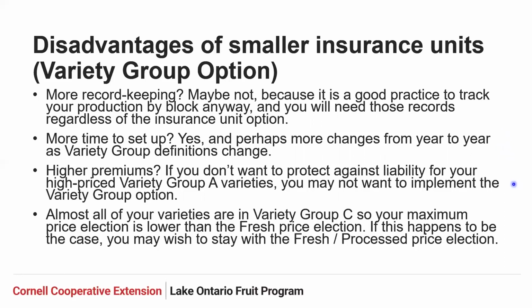Will you pay higher premiums? Well, if you have a lot of variety group A and you don't want to protect against the liability for the full value of those high-priced varieties, you may not want to implement the variety group option. And then another possibility, that almost all of your varieties are in variety group C, so your price selection is lower than the fresh price selection. If this happens to be the case, you might want to stay with the fresh price selection. However, there are a lot of varieties in group B, so I think it's not very common that most varieties at a farm would be planted with only variety group C.